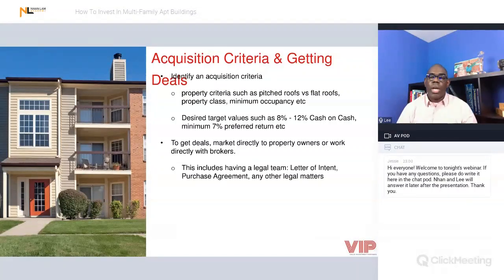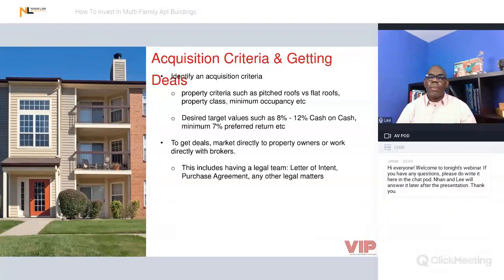One of the things that you cannot do, really, is this: you can reposition, and when you take a property that's at a lower state and you make it into a higher state, for example, moving from a C to a B, it's called repositioning the asset. You can reposition an asset, but you cannot reposition an area, right? So you can do all you want with the asset, but you cannot reposition the area.